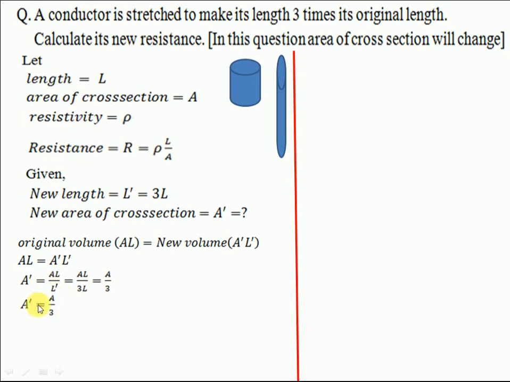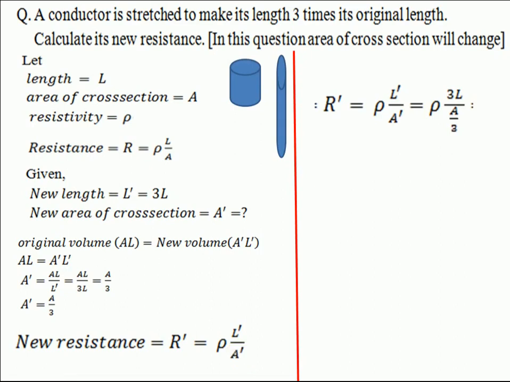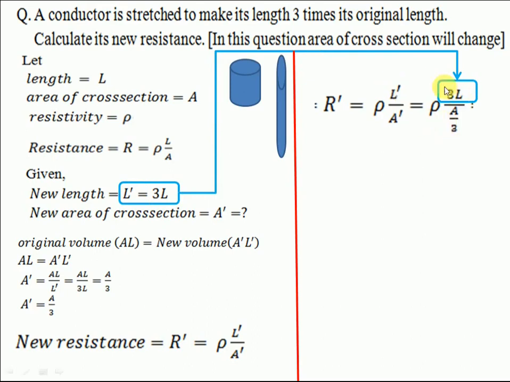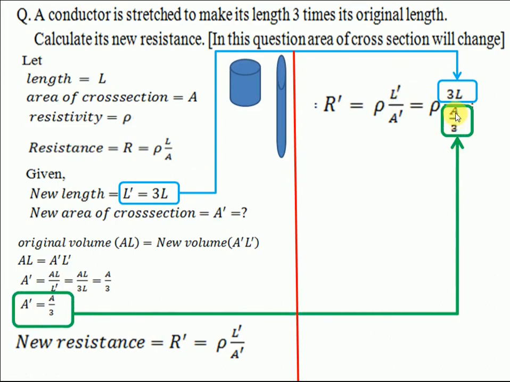Now you have the value of A dash also. Now we can use the formula. New resistance, that is R dash, is equal to rho L dash by A dash, and I'm writing dash to denote the new things, so that I don't get confused with this formula. Now let's put the values of L dash and A dash. What is the value of L dash? That is 3L. So instead of L, I'm putting 3L, and instead of A, I'm putting A by 3.